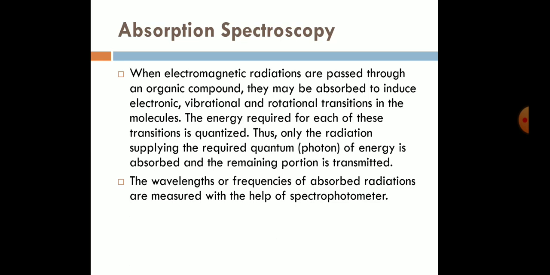So with the absorption of electromagnetic radiation, the electronic, vibrational or rotational transitions take place in the molecule. Now the energy which is required for these transitions is quantized. What does it mean? It means that only the radiation which is supplying the required quantum or photon of energy is absorbed, and the remaining portion is transmitted. The wavelengths or frequencies of the absorbed radiations are measured with the help of an instrument which is called a spectrophotometer.